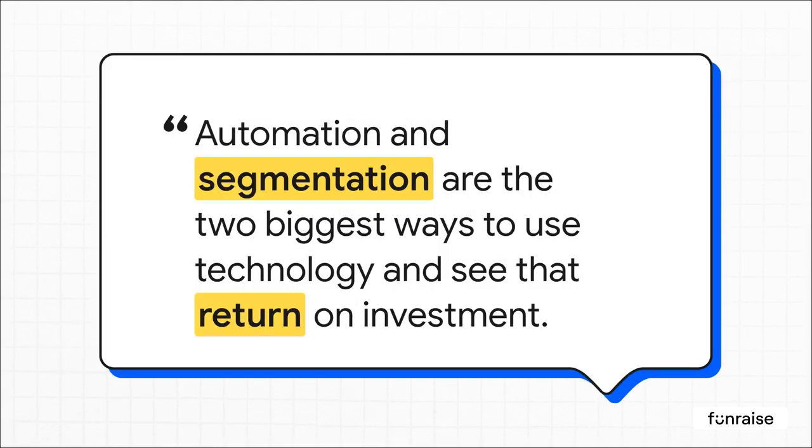And hey, don't just take our word for it. The nonprofit email expert Caitlin Bond said it perfectly. Automation and segmentation are the 2 biggest ways that you can use technology and tools to really scale and see that return on your investment. It's all about working smarter, not harder.